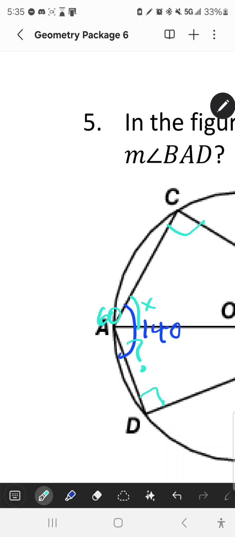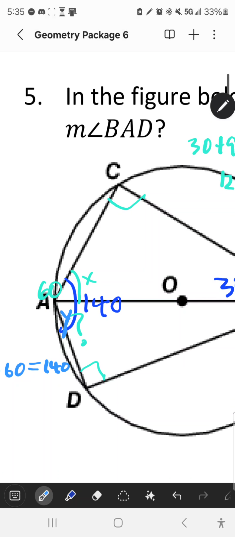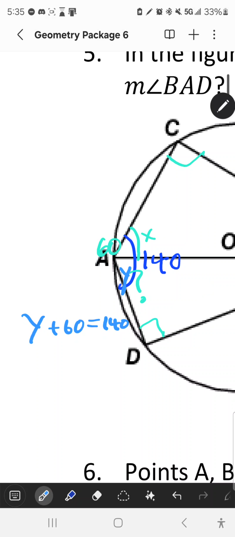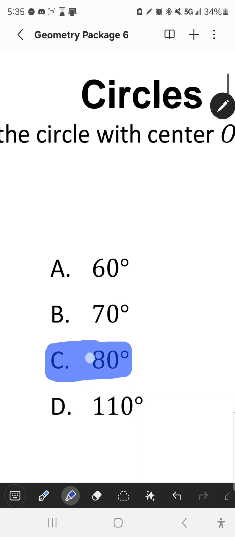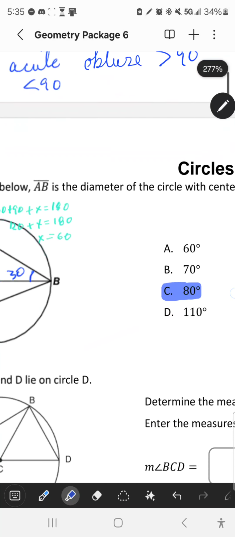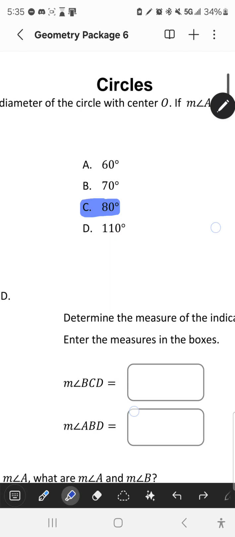Now the two angles together, the one that we're missing here, I'm going to say y. So y plus 60, the two angles together, make 140 because that's CAD. So I can subtract 60 from both sides, and 140 minus 60 is 80. So that's my value. BAD, this angle right here, equals 80.